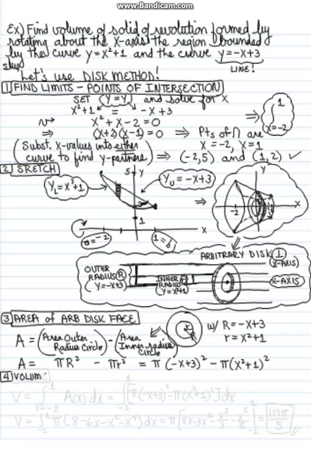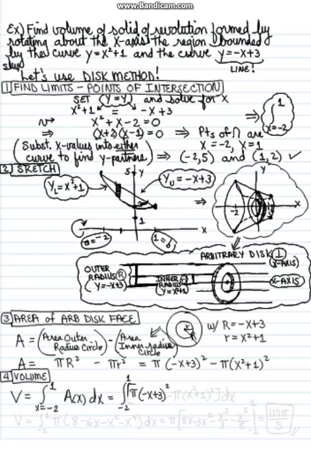Step 4, now that we have the area of the face, find the volume. Volume is equal to the integral from the lower limit x equals negative 2 to positive 1 of the area in terms of x of the washer, dx. So it's the integral from negative 2 to 1 of pi times negative x plus 3 squared minus pi times x squared plus 1 squared. That's the area that we got in step 3, dx.